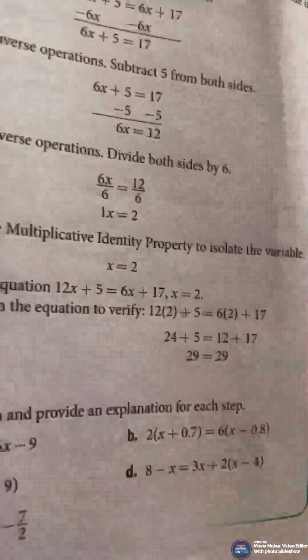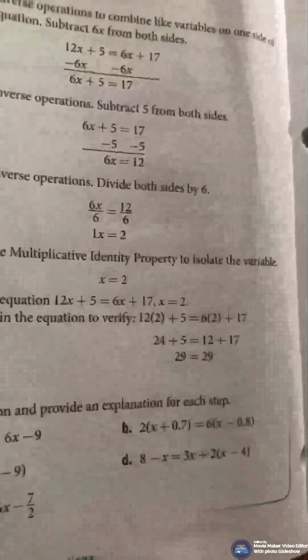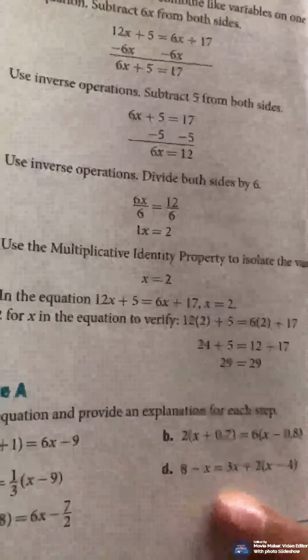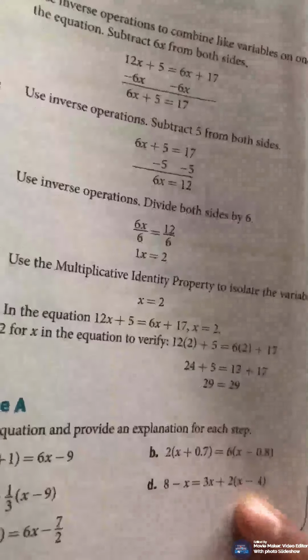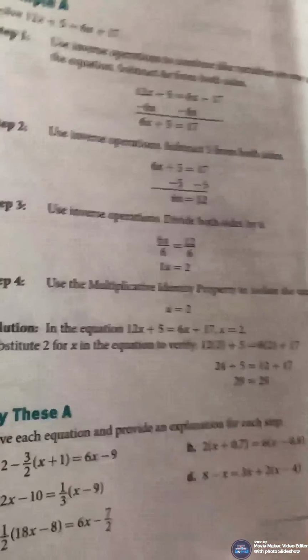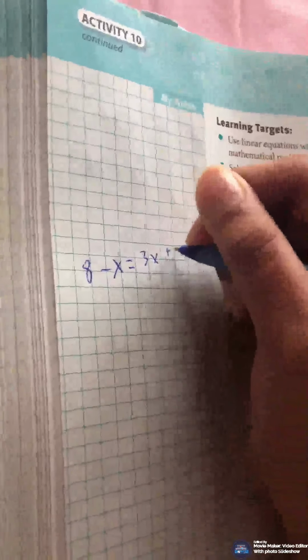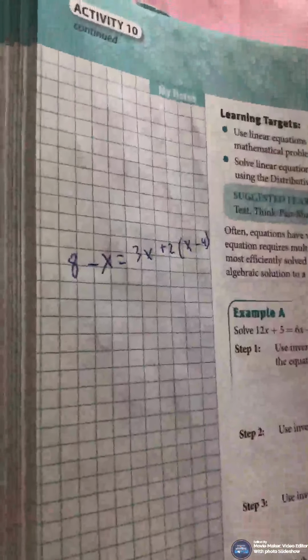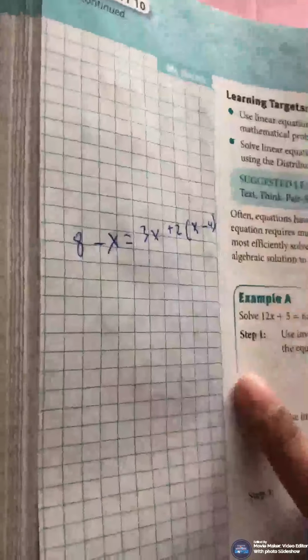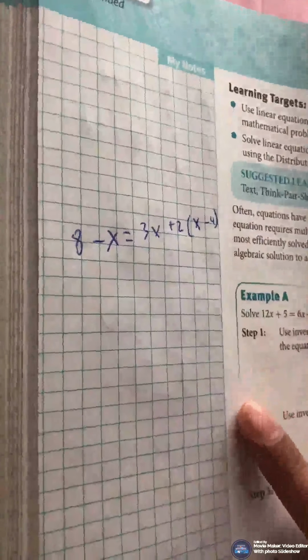Okay, so in number D, it says 8 subtract x equals 3x plus 2, in parentheses, x subtract 4. So we should probably write the original equation right here, which is 8 subtract x equals 3x plus 2 times (x subtract 4). Since I don't have space to provide the explanation for each step over here, I'll just verbally tell you guys the explanations.